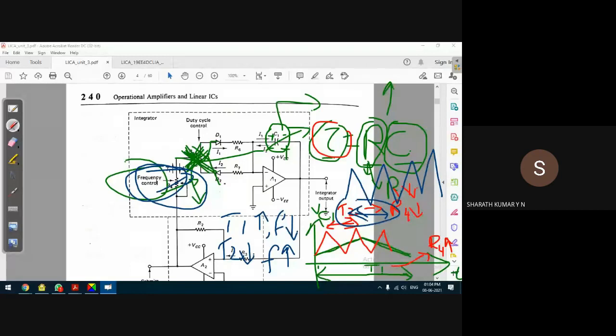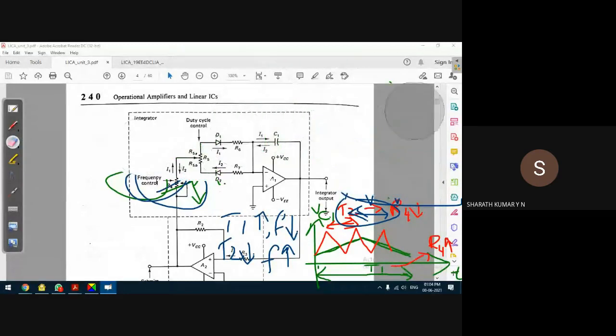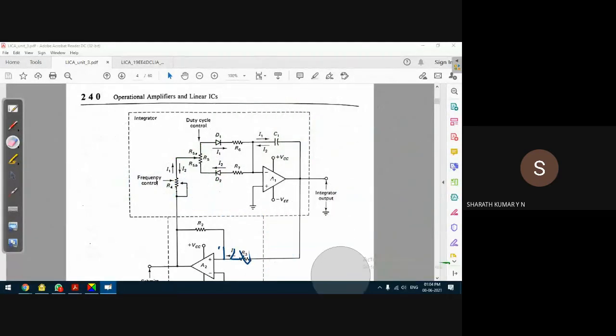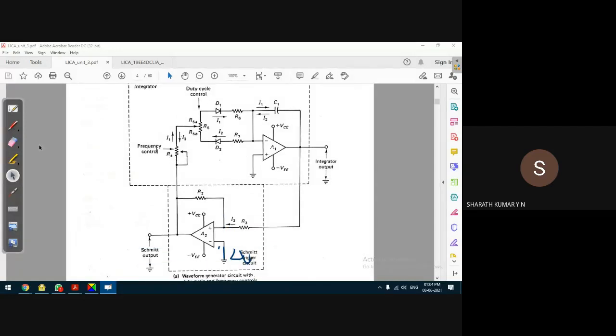As the time period varies, the frequency of the integrator also varies. Very simple. Now the question here is, if the integrator output, that is the triangular waveform, varies, will the time period of this symmetrical circuit also vary?